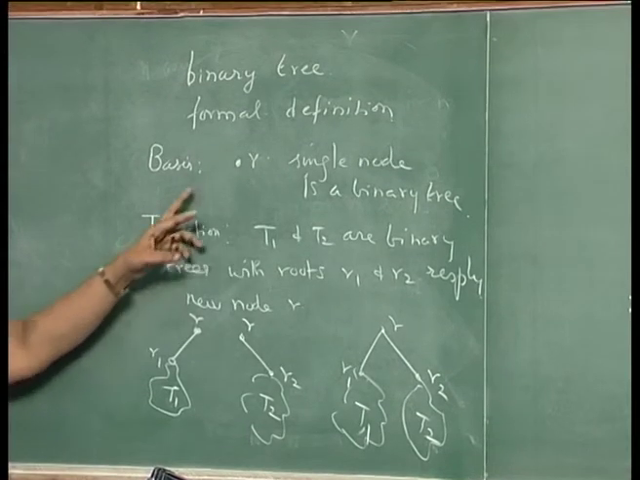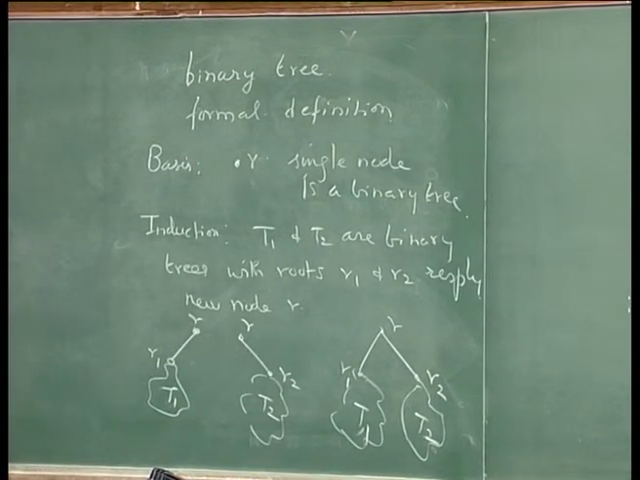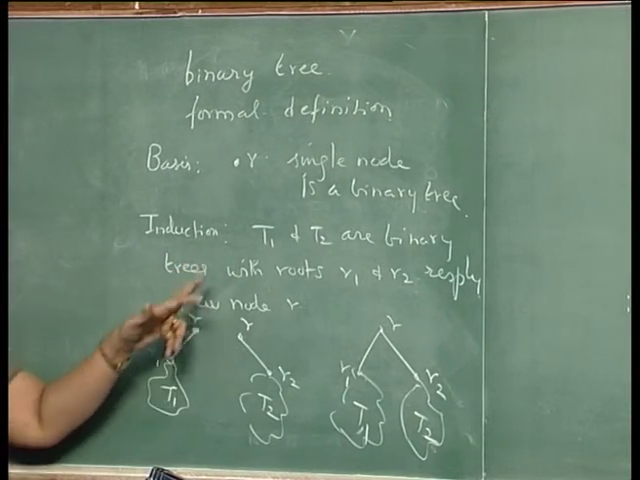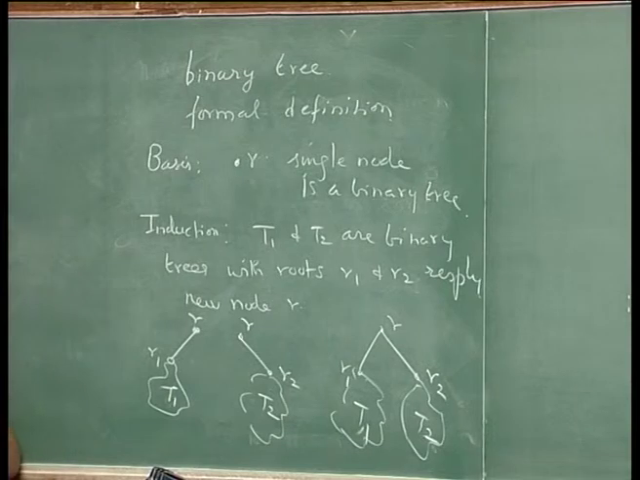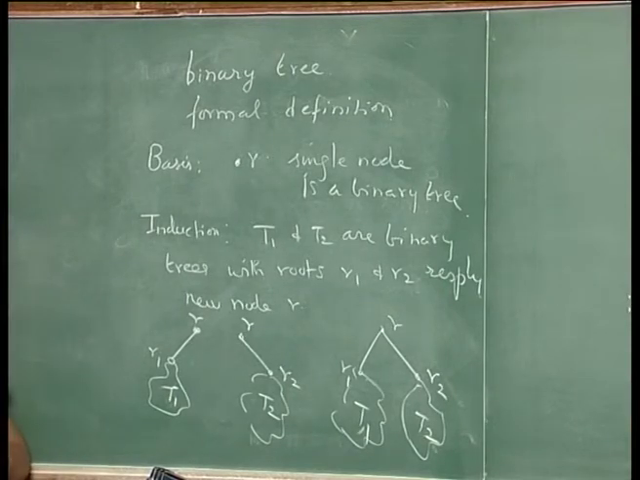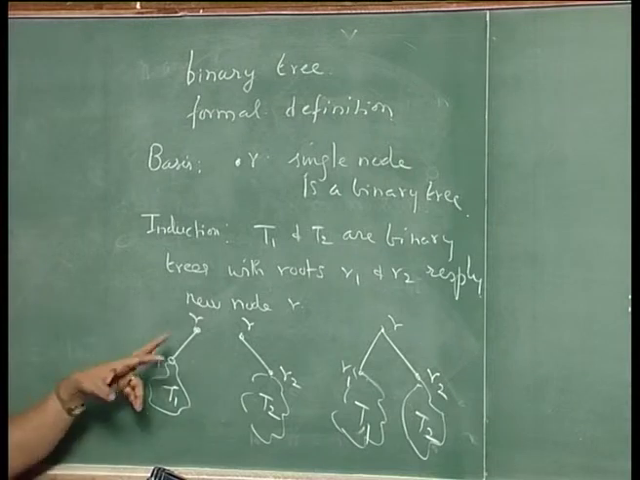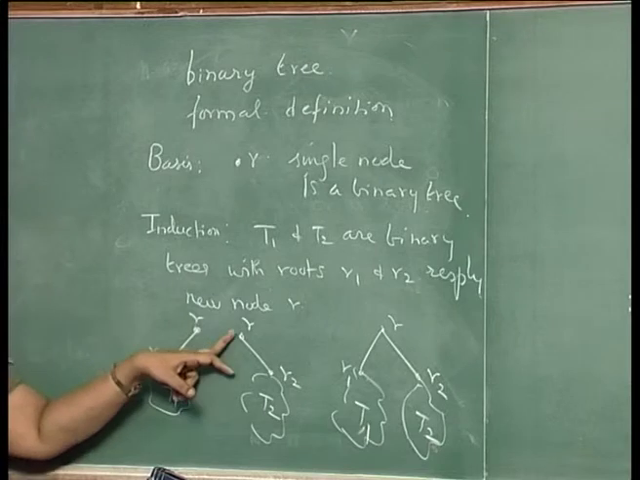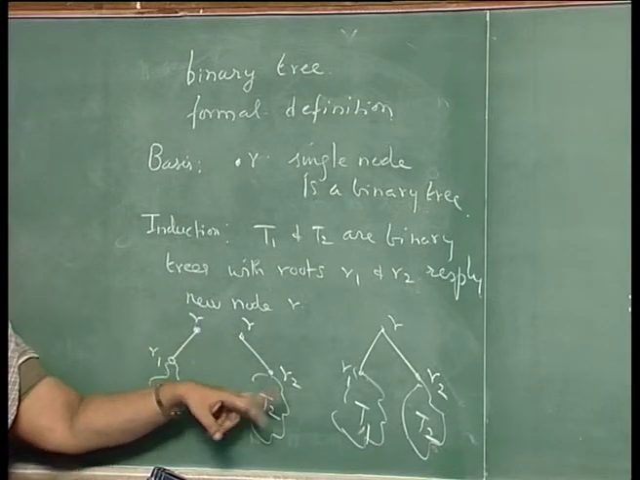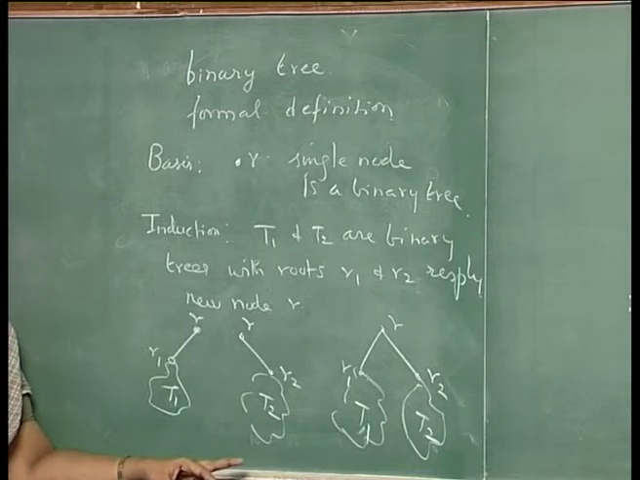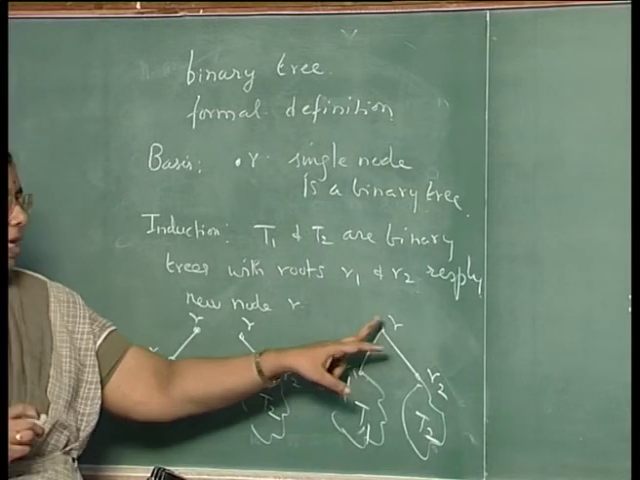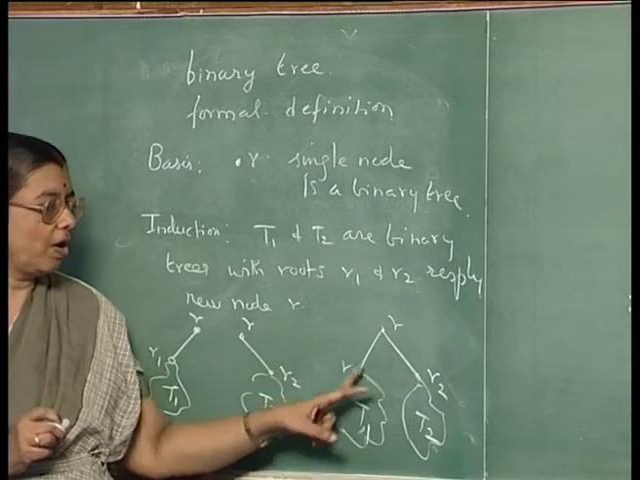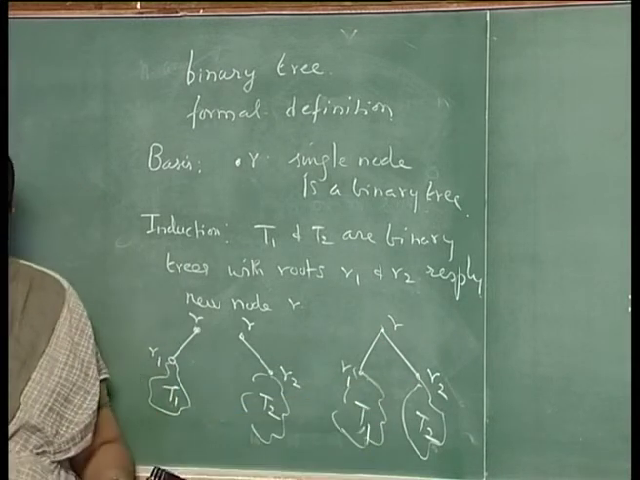So, the basis clause is you take a single node, that is a binary tree with no arcs. The induction clause is defined like this: if you have two binary trees T1 and T2 with roots R1 and R2 respectively, take a new node R, then R along with an edge like this to R1 and T1 is a binary tree, R along with an edge like this to R2 and T2 is a binary tree, R with directed edges from R to R1 and R to R2 along with trees T1 and T2 like this is a binary tree.